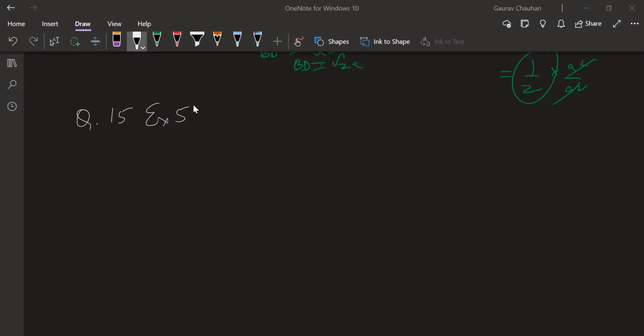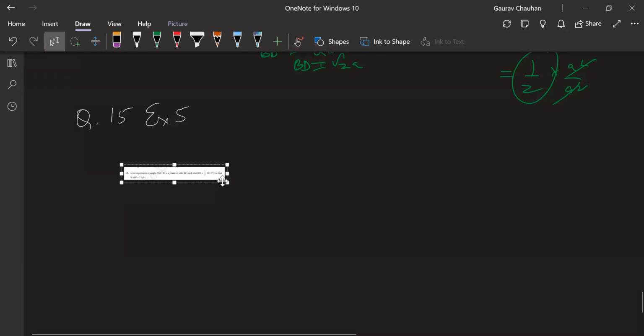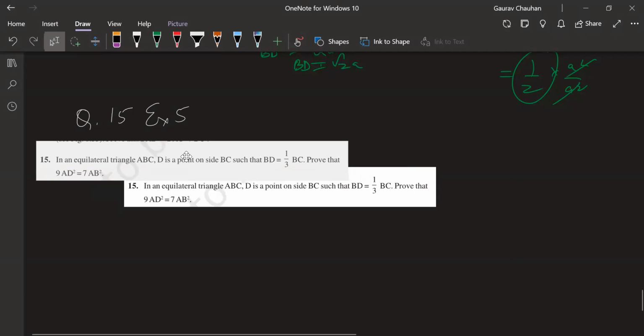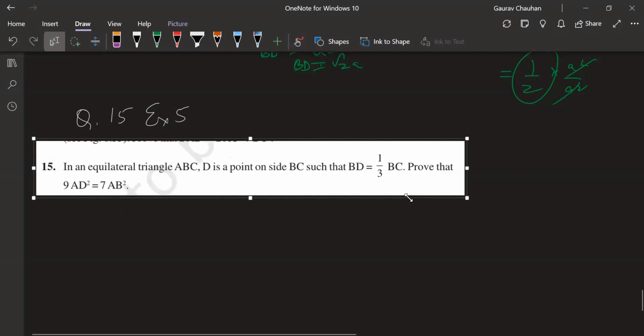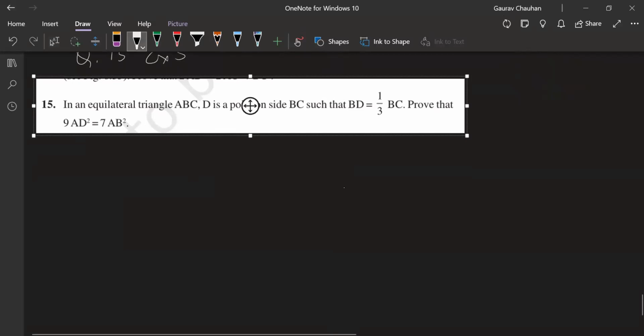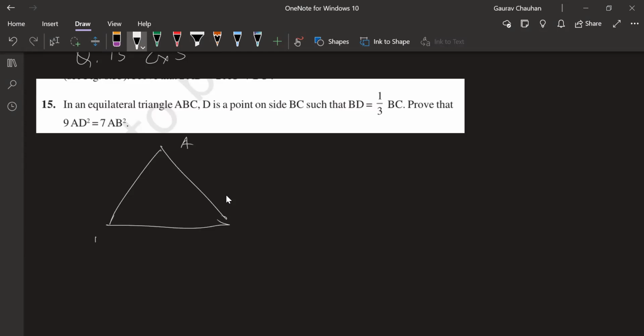Equilateral triangle is given, guys, which means we have to remember the properties of an equilateral triangle. All sides are equal, all angles are 60 degrees. These are all important properties. Some other things might also be useful. ABC, D is a point on the side BC such that BD is equal to 1/3 BC. Let me make you picture that. BD is equal to 1/3 BC means D is somewhere here. This is 1/3, which means 2 more will come here.